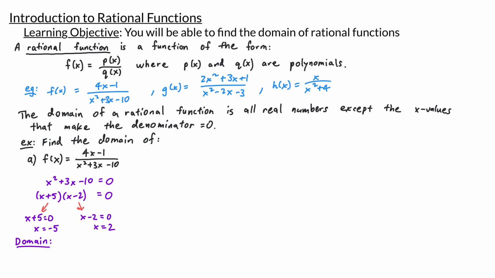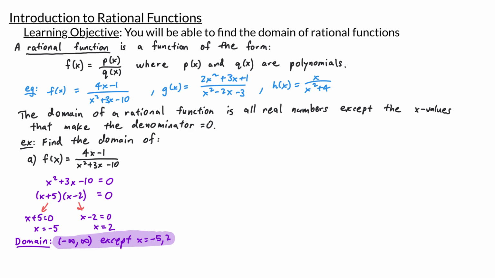So our domain is going to be all real numbers, which I'll write as the interval from negative infinity to infinity, except for the x values negative 5 and 2. So that's how we find the domain of a rational function.